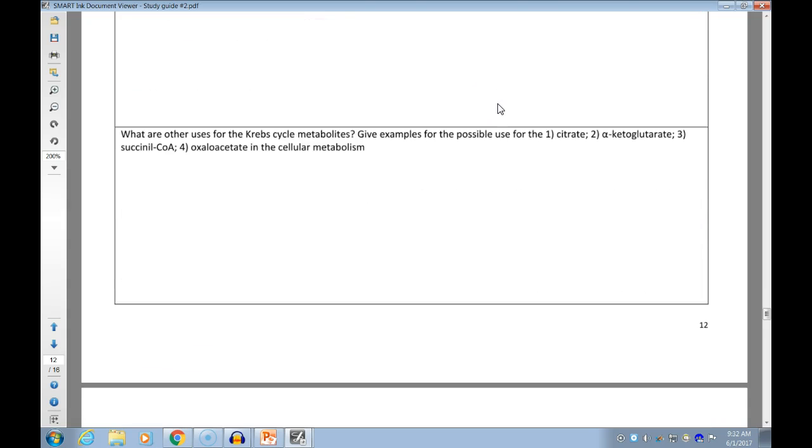What are the uses? Oxaloacetate and alpha-ketoglutarate, amino acid and nucleotide synthesis, citric acid, lipid synthesis, succinyl-CoA, synthesis of things like chlorophylls and heme and other porphyrin molecules. Kind of list it all here.